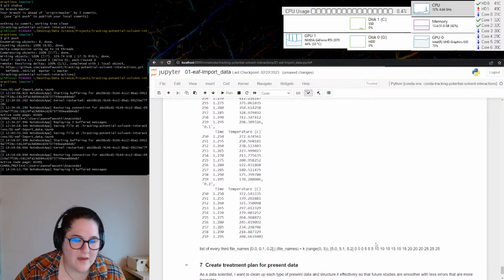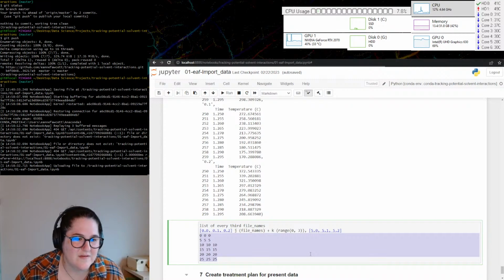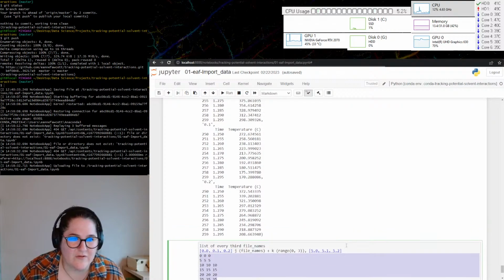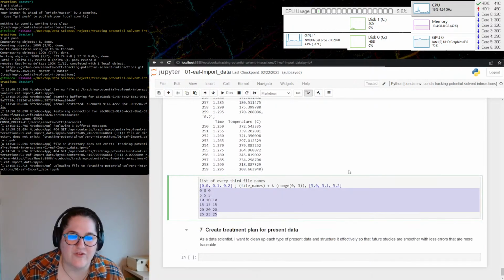So, okay, I have a note here. I want a list of every third file name and then do some sort of algorithm here where I have J, which is file names, and a range of K, every third one maybe, so that I end up with this kind of list that looks like this, where I get all of the concentrations all nestled together. And that's something that I'm very interested in, because right now, I believe as they are, it's in order of trial 1, trial 2, trial 3, the next concentration, trial 1, trial 2, trial 3. So I want to get some sort of association here.